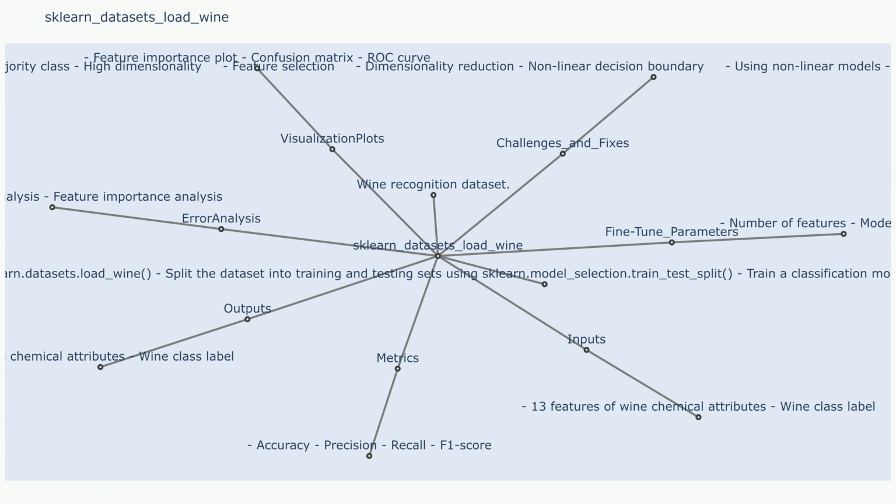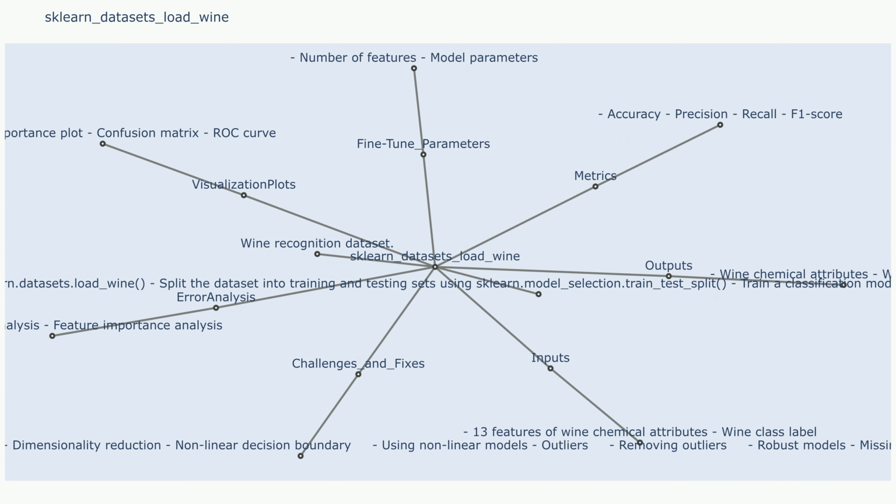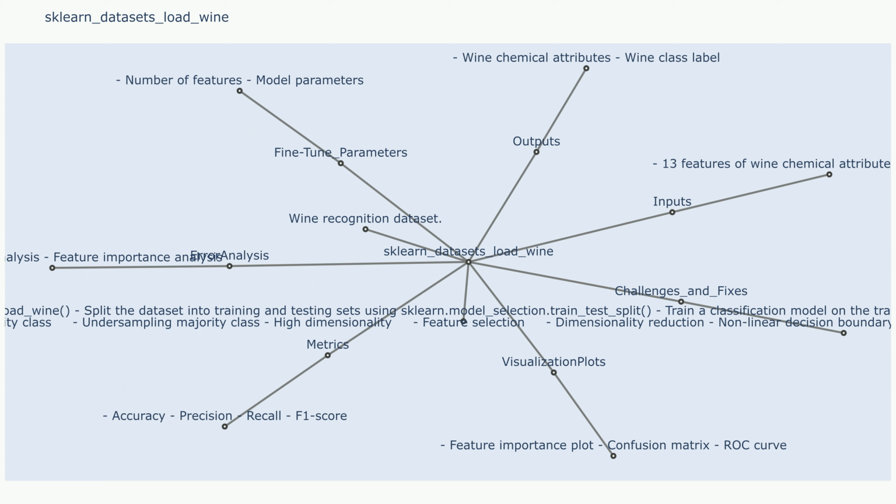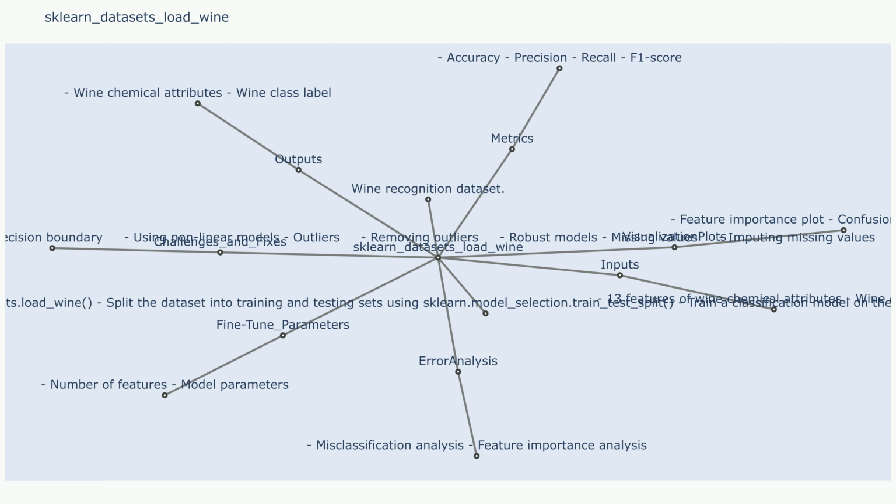Target: a NumPy array of shape (178,), representing the class labels for each wine, with values ranging from 0 to 2 corresponding to the 3 cultivars. Frame: a pandas DataFrame containing the data and target information. Target names: a list of strings representing the names of the 3 cultivars: class 0, class 1, and class 2. DESCR: a string describing the dataset, its origin, and its features. Feature names: a list of strings representing the names of the 13 features in the dataset.